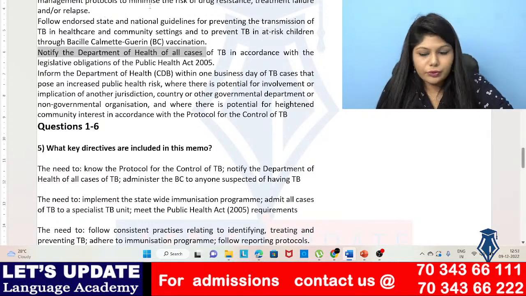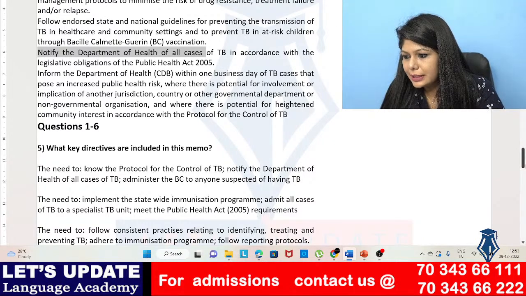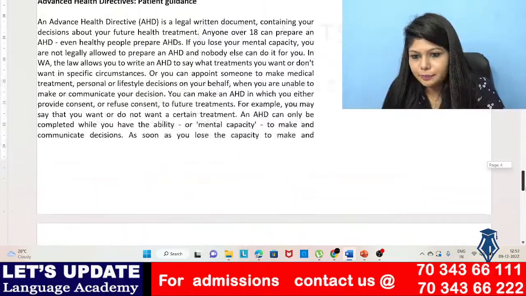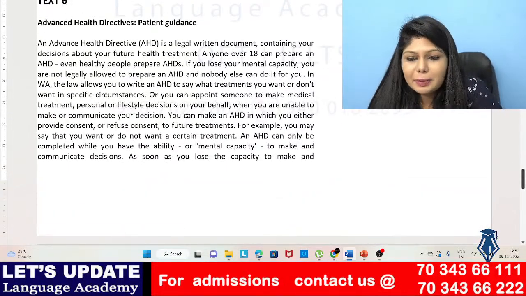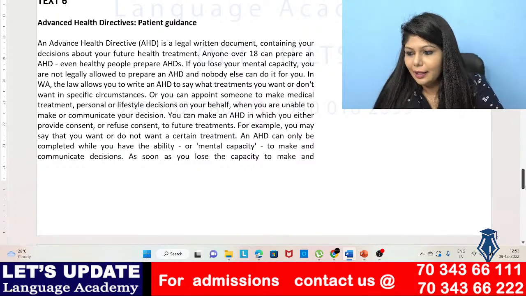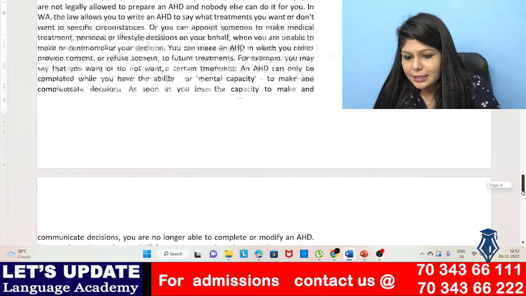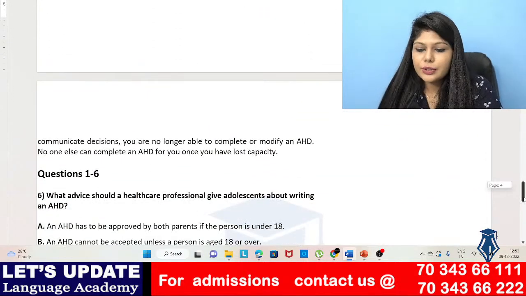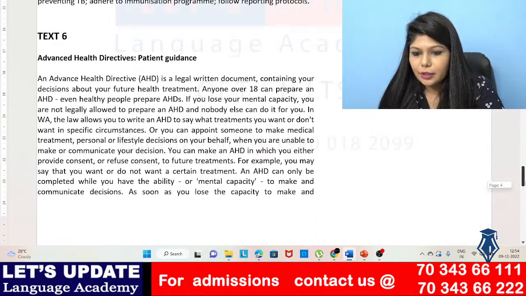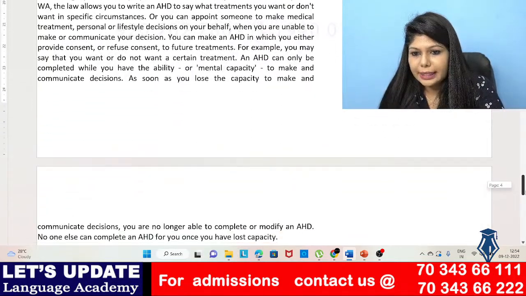Okay, so now moving to the last text, which is text C, text 6, and the heading is, please read the heading, Advanced Health Directives, Patient Guidance. Okay, so that is the heading. Now go through the question. The question is, what advice should a healthcare professional give adolescents about writing an AHD? So now let's go through the text.